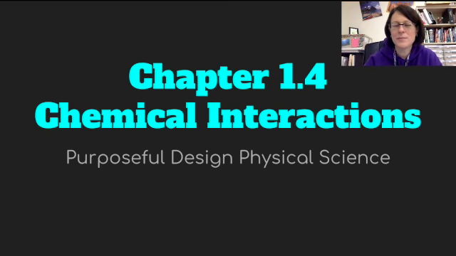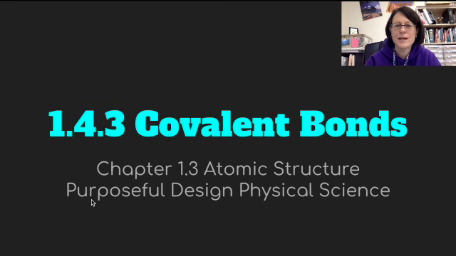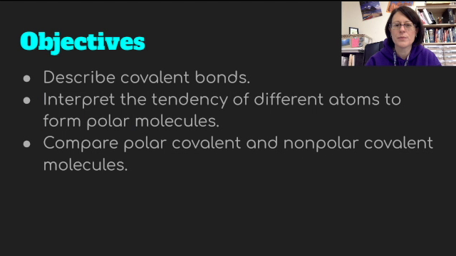Everybody, it's Mrs. Pound, and we're moving along in chapter 1.4 about chemical interactions. Yesterday we talked about chemical bonds in general. Today we're going to focus in on covalent bonds in section 1.4.3. So our objectives are to describe covalent bonds, interpret the tendency of different atoms to form polar bonds, and compare polar covalent and non-polar covalent molecules.